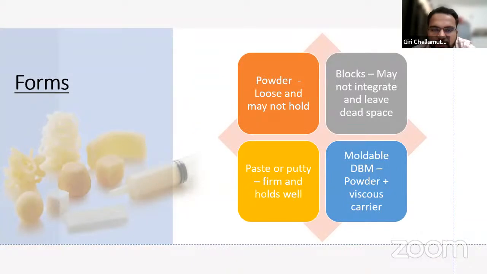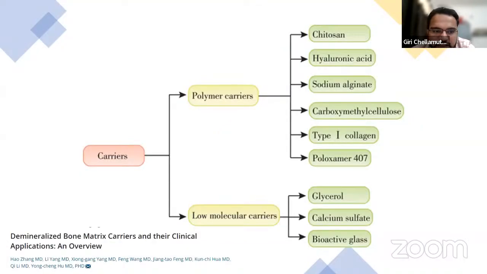The first previously used forms were powdered forms, which are loose and did not hold properly to the implanted site. Then came the blocks. These blocks took time to integrate, and sometimes after integration, they left a dead space. Now, finally, the two most commonly used forms are the paste or the putty form, which is firm and holds well. And the other form is the moldable form of a demineralized bone graft, where the powder is reconstituted with the viscous carriers. There are different viscous carriers available, and they don't have much significance in the efficacy.